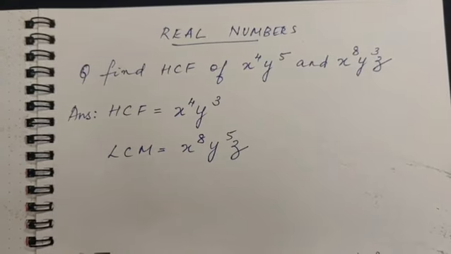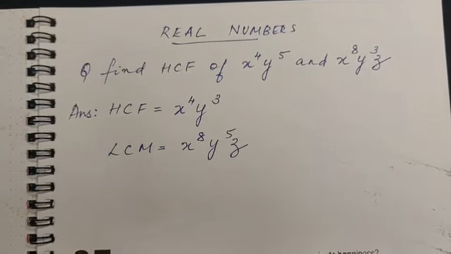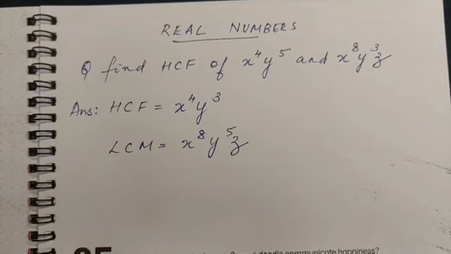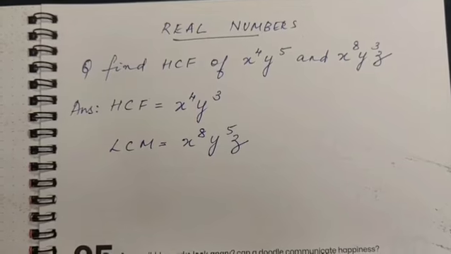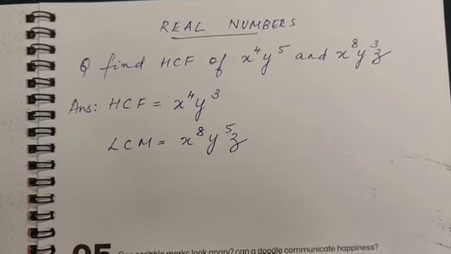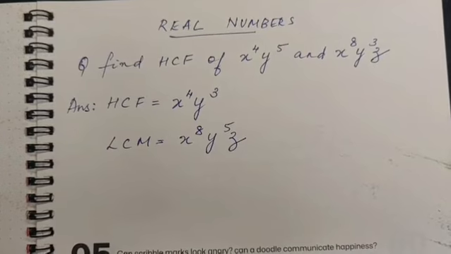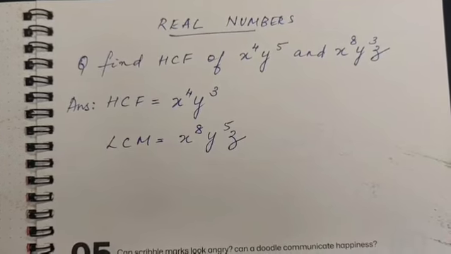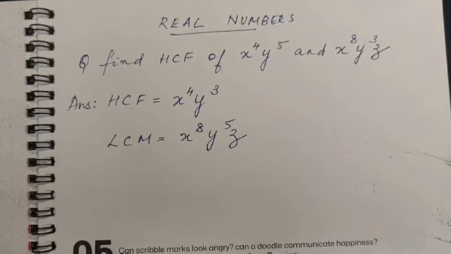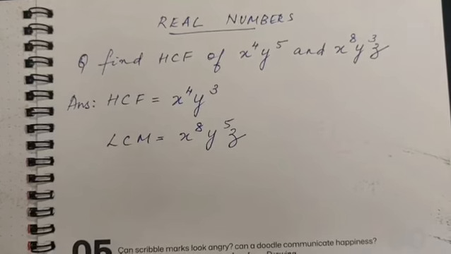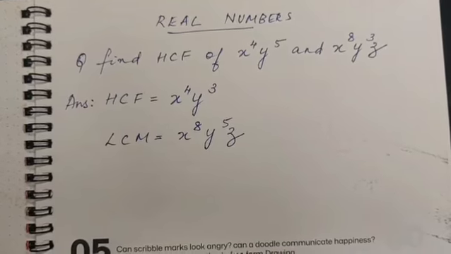Now next question, find the HCF of x raised to 4, y raised to 5 and x raised to 8, y raised to 3, z. Here we need to find out the HCF, that is the highest common factor. So the factors are given over there.